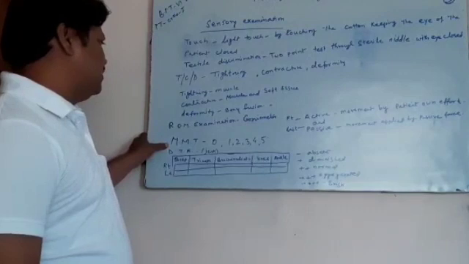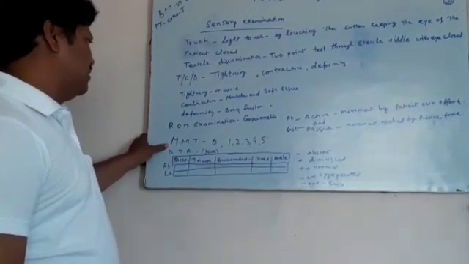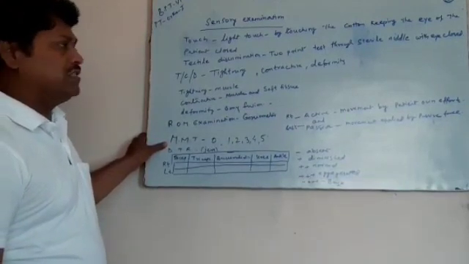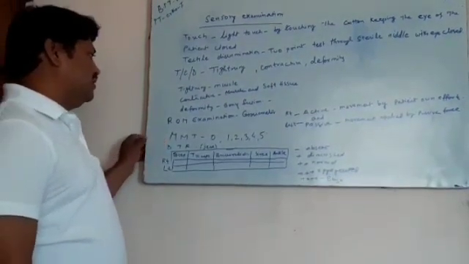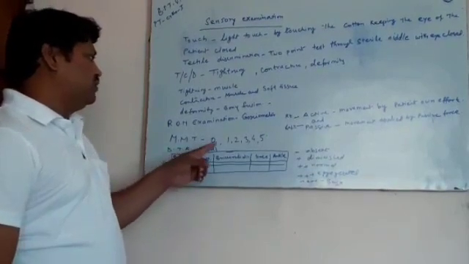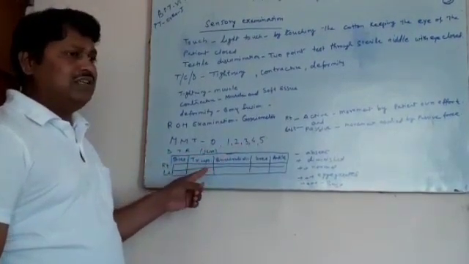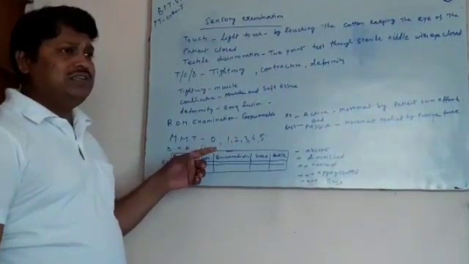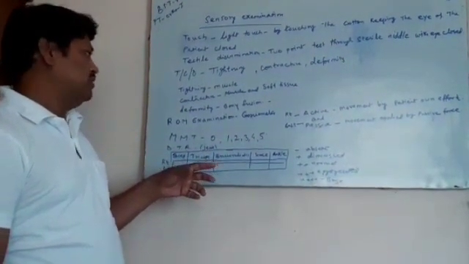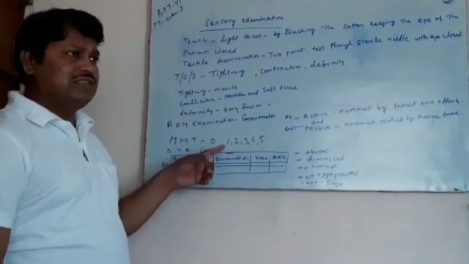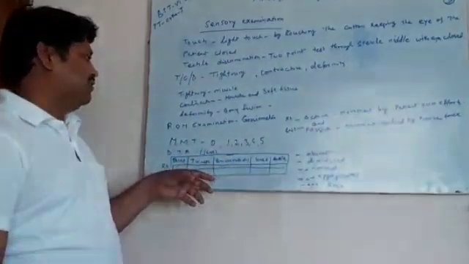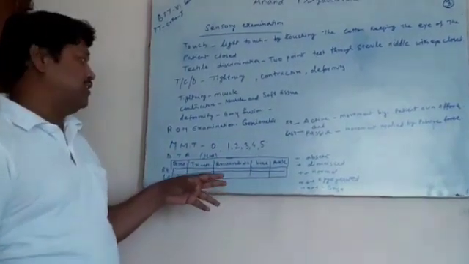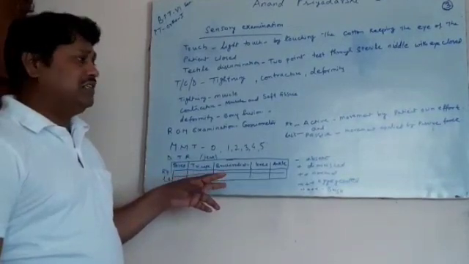Next is MMT, that is manual muscle testing. MMT gives information about the power in the muscle, and there are 6 grades: 0, 1, 2, 3, 4 and 5. These are the grades of manual muscle testing. 0 means there is no contraction, no movement. 1 is when the movement is achieved up to partial range of motion, eliminating gravity.